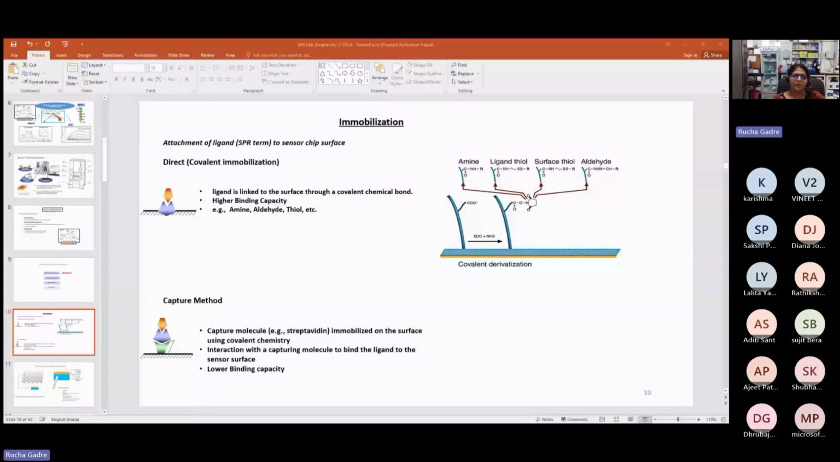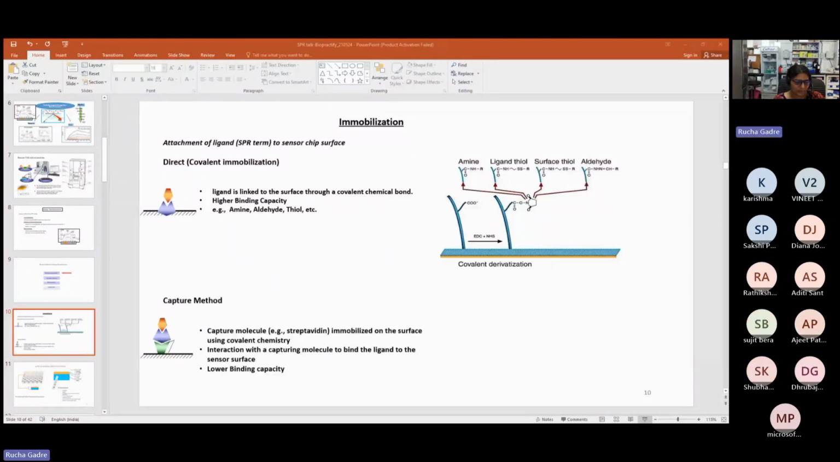So now there are different types of chips available. It depends on what experiment we are going to perform. The commonly used chip is the CM5 chip, and other CM series chips, that is CM4, CM3, C1. The SA chip is the streptavidin chip, then NTA, L1, HPA. L1 and HPA are used to immobilize liposomes.